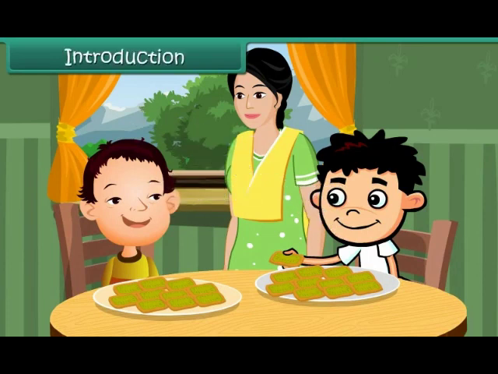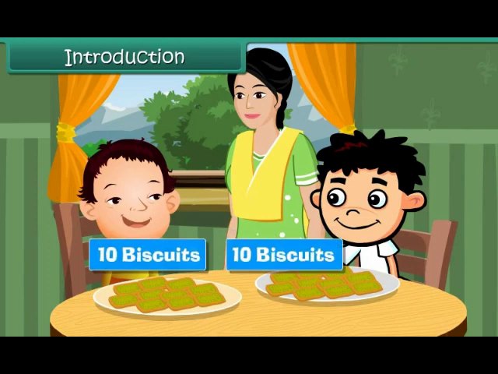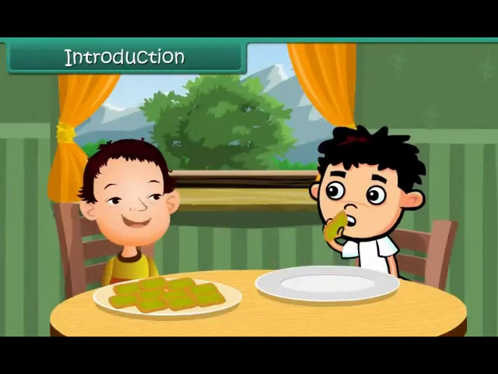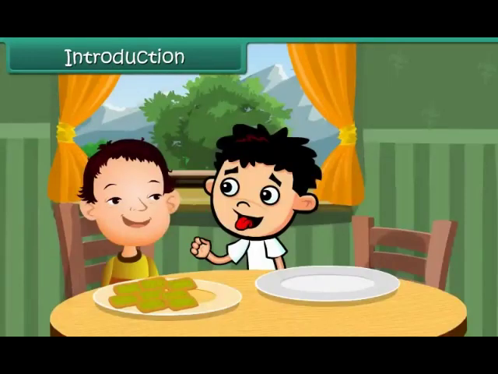Introduction. Ram and Shyam are two brothers. Their mother gives them each a packet of biscuits containing 10 pieces. Ram is very hungry. He eats all the biscuits. He then takes away 2 biscuits from Shyam's packet when he's not looking.